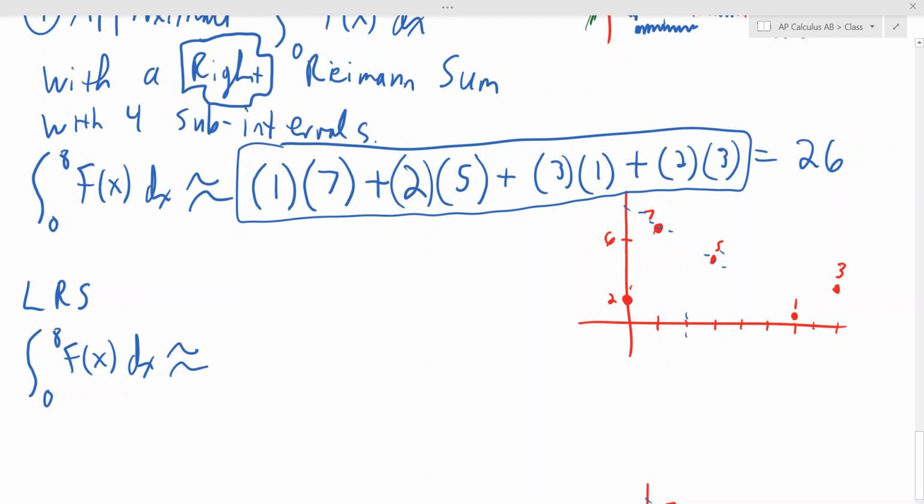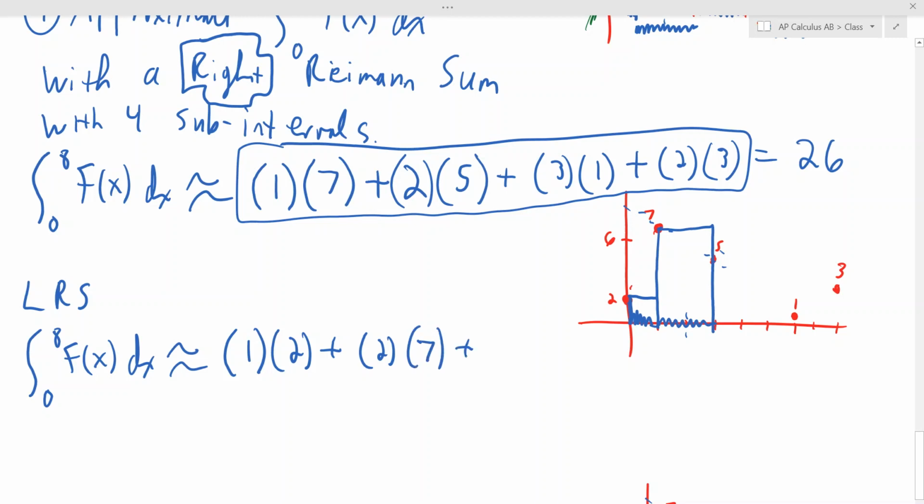Okay, so the integral from 0 to 8 f of x dx for a left Riemann sum, my first rectangle, you can see it right here, still has a base of 1. Nothing stopping that. The base is still 1, but now I'm taking the height on the left side. That's a height of 2. Plus, my next rectangle has a base of 2 still, but the height on the left side is now 7. So it looks like that.